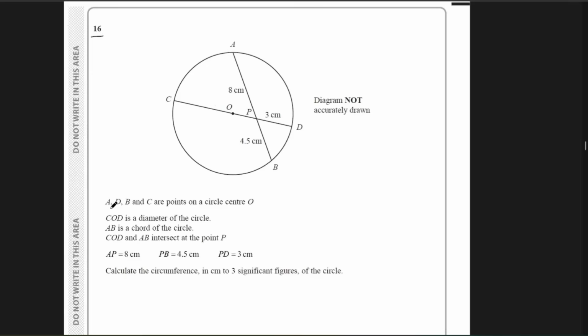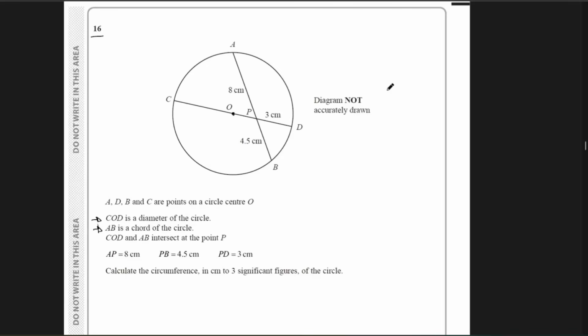Question 16. So the question is, A, D, B, and C are points on a circle center O. So we can see points A, B, D, C lying on the circle, and the circle has a center O. COD is the diameter of the circle. Yes, COD is the diameter. AB is the chord of a circle.